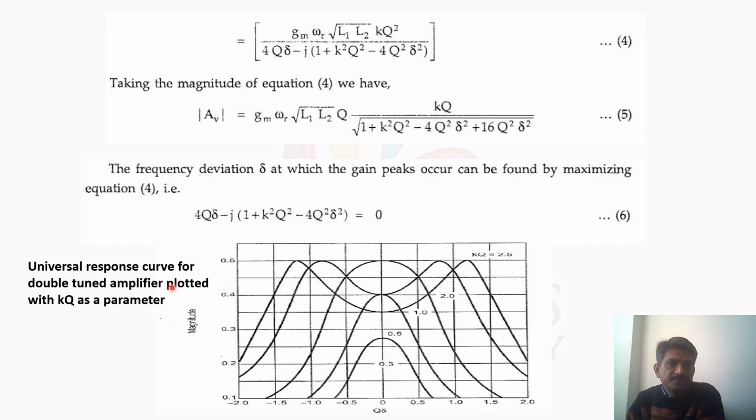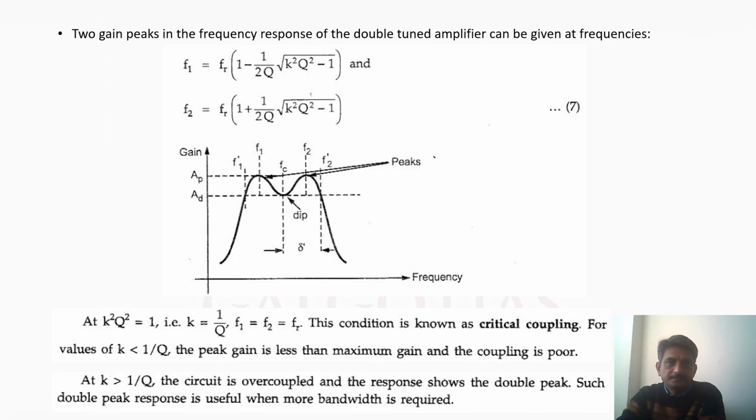The universal response curve for the double tuned amplifier with kQ as a parameter can be shown over here. Two gain peaks in the frequency response of the double tuned amplifier occur at the frequencies f1 and f2. At k square Q square equal to 1, that is k equal to 1 over Q, f1 is equal to f2 is equal to fR. This is critical coupling. At k greater than 1 upon Q, the circuit is overcoupled, and the response shows a double hump, a double peak.